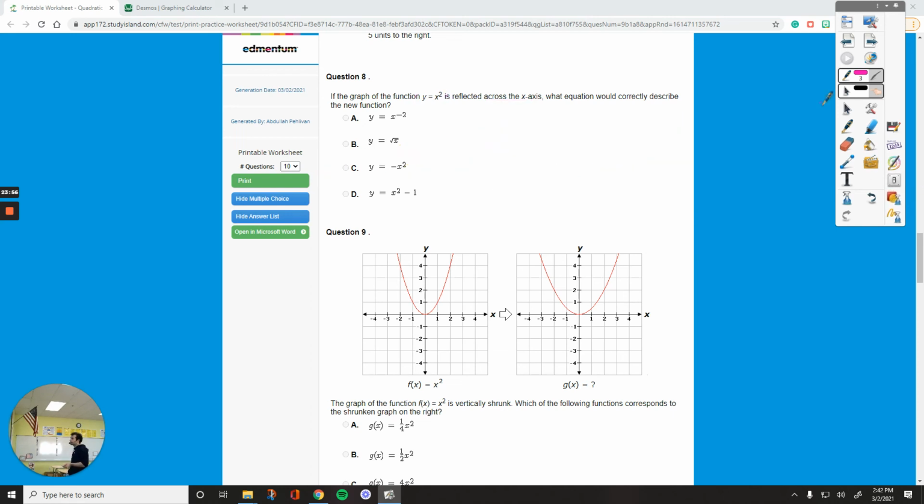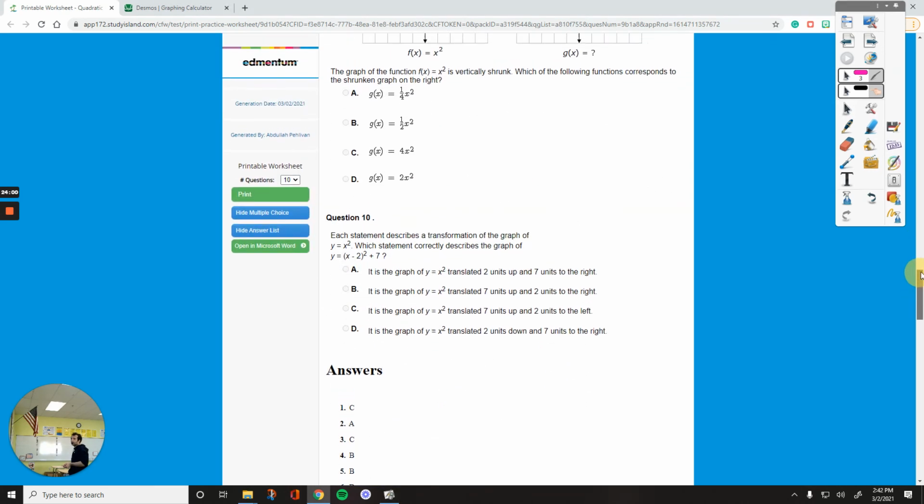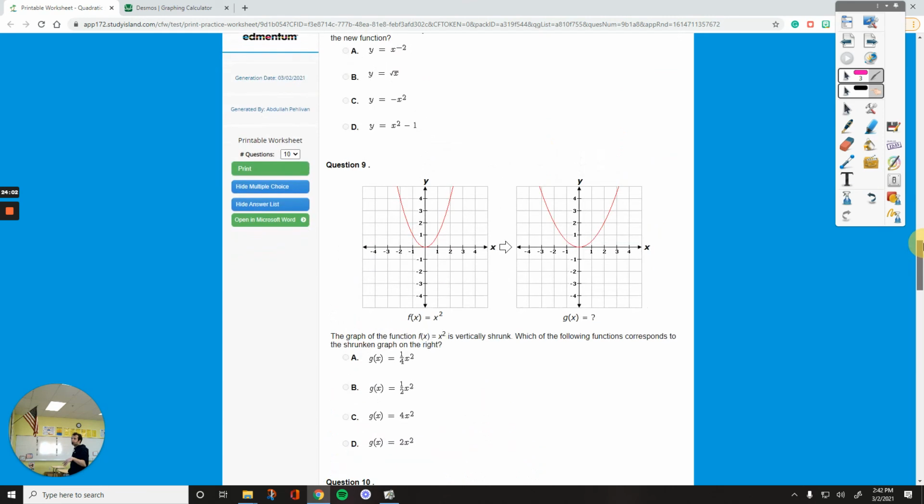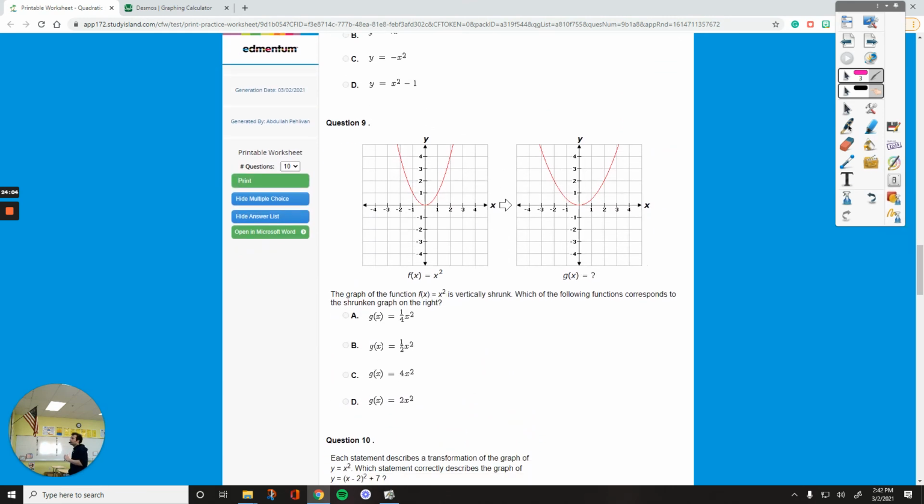Okay, moving on to the last one. I don't think I want to do number 10. I haven't seen that question. Let me see. Okay, that's translating it. So let's do this vertical stretch or compress question. Now the graph of the function is vertically shrunk. Which of the following represents the graph on the right?